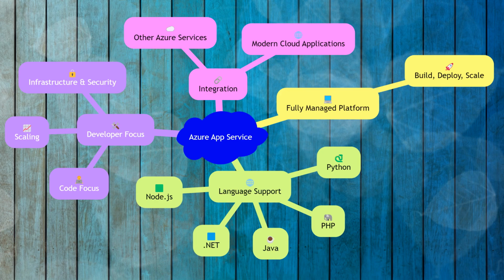Azure App Service is a fully managed platform for building, deploying, and scaling web apps. It supports multiple languages, including .NET, Java, PHP, Node.js, and Python. This service allows developers to focus on their code while Azure handles the infrastructure, security, and scaling. Azure App Service integrates with other Azure services, providing a comprehensive environment for modern cloud applications.